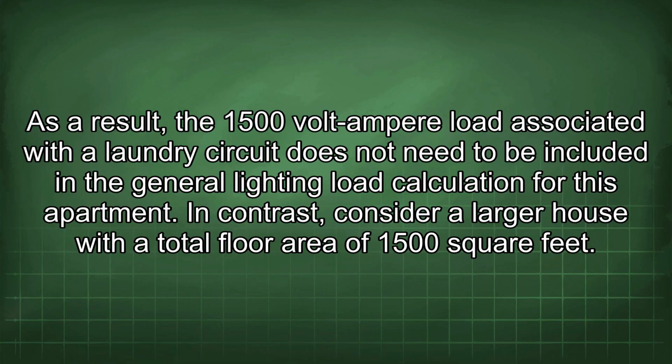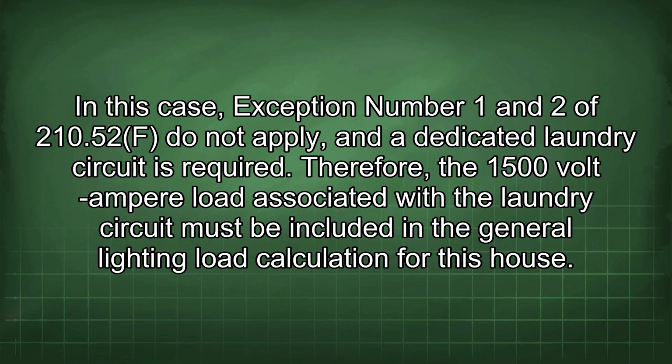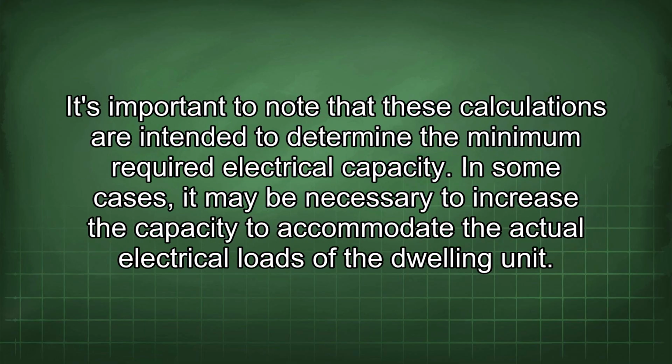In contrast, consider a larger house with a total floor area of 1500 square feet. In this case, exception number 1 and 2 of 210.52F do not apply, and a dedicated laundry circuit is required. Therefore, a 1500 volt ampere load associated with the laundry circuit must be included in the general lighting load calculation for this house. It's important to note that these calculations are intended to determine the minimum required electrical capacity.